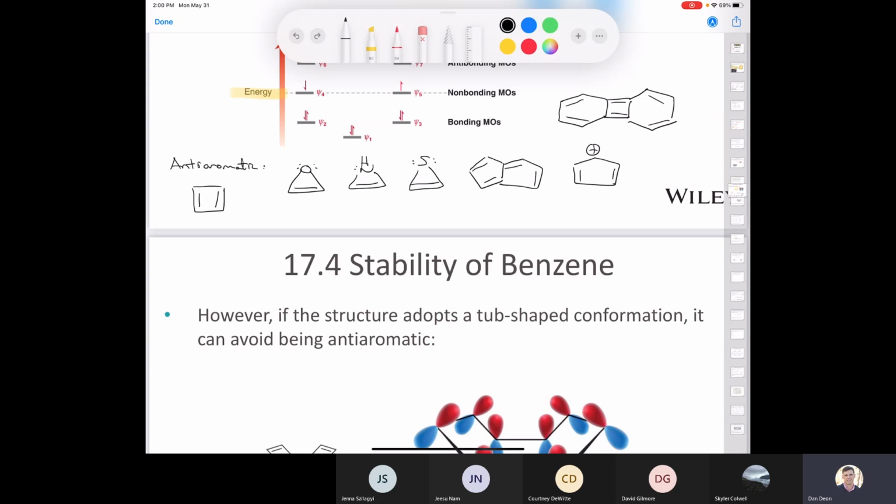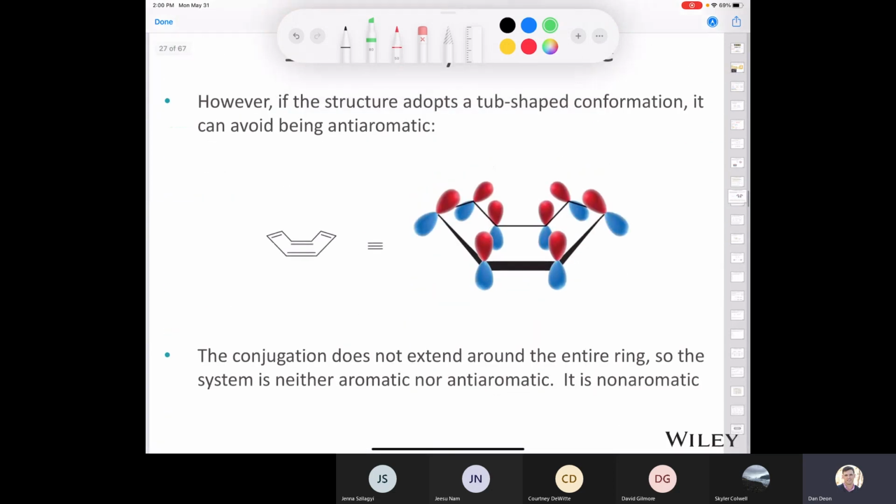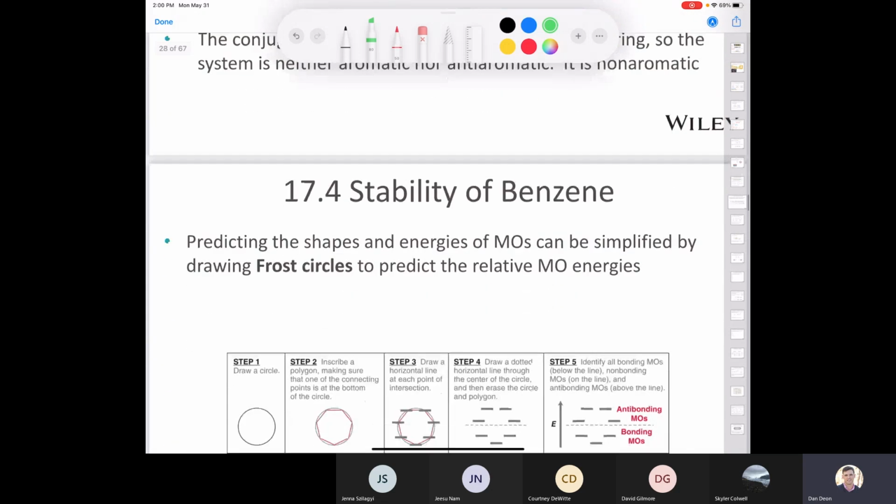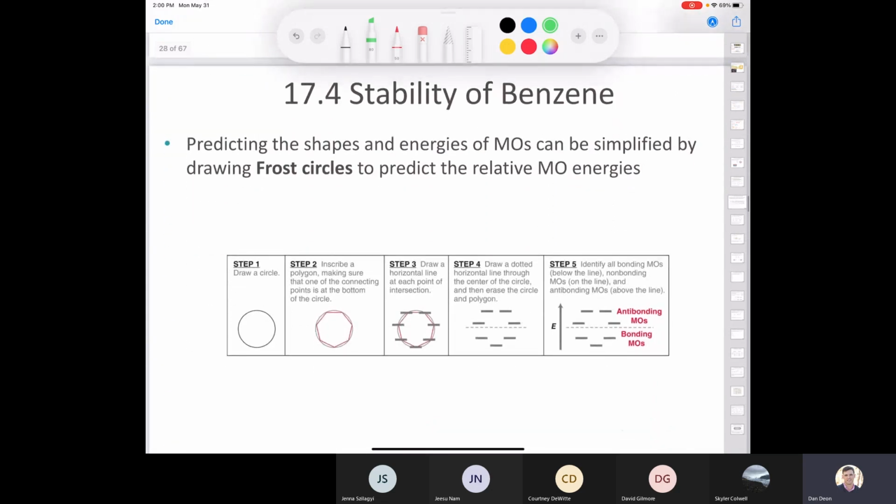And later on in this chapter, we will do some practice, which will hopefully help the concept of anti-aromatic versus non-aromatic versus aromatic to crystallize in your mind and really help you understand how to discern between them. Well, let me show you something called frost circles. Now, hopefully you took the time to read this chapter before coming here today.